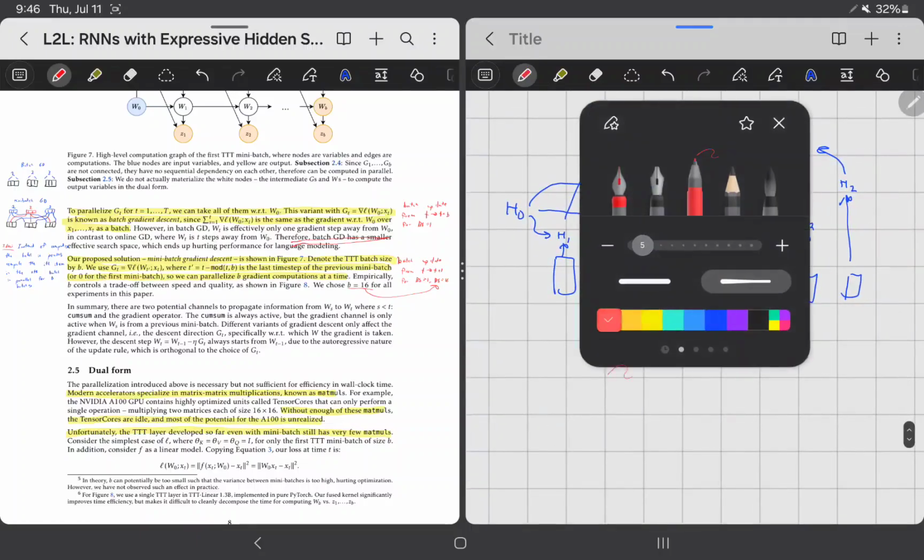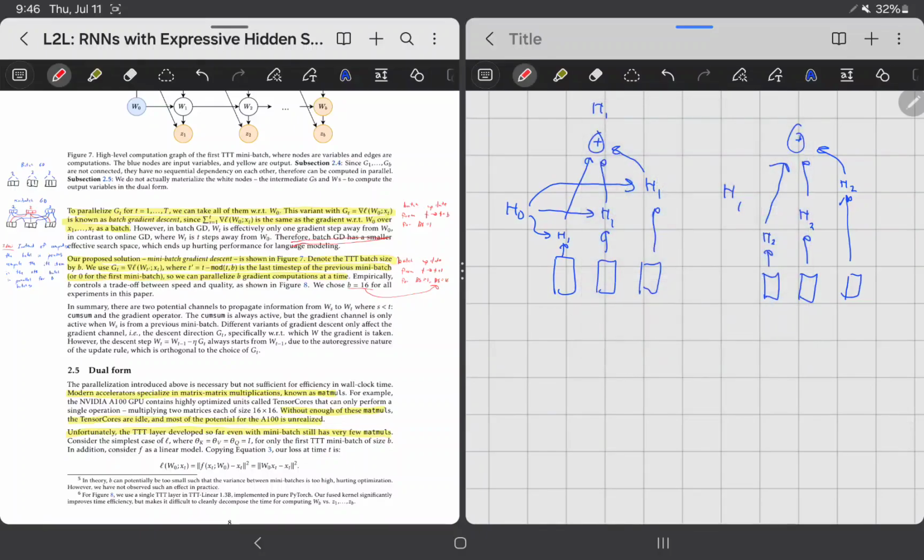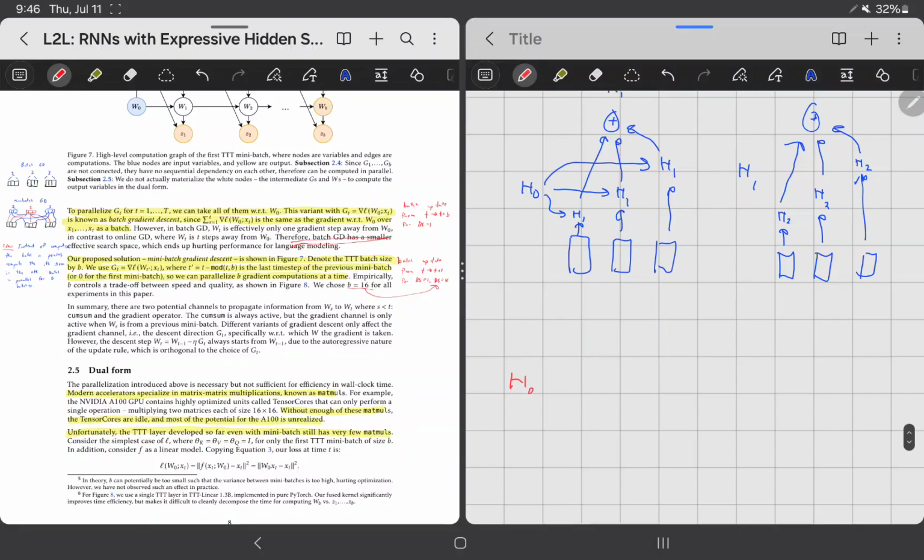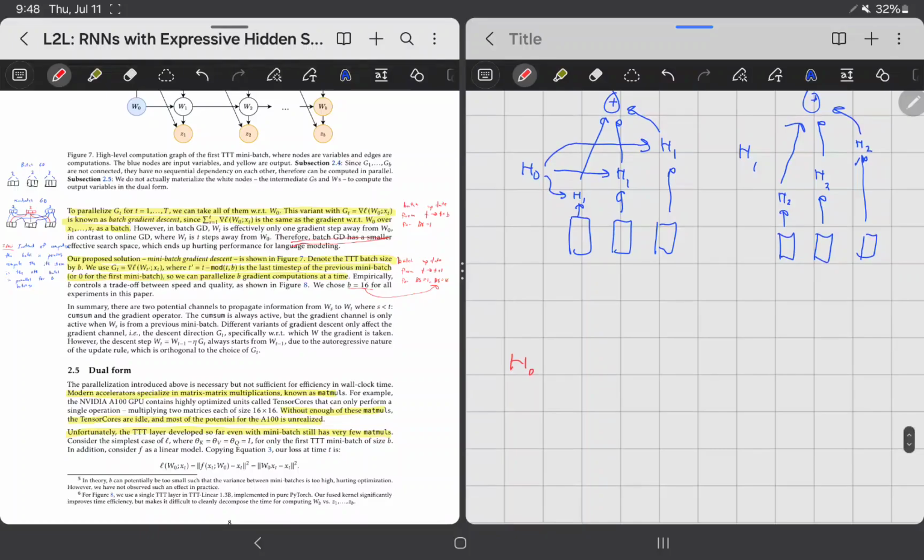So what they do is they say, well, what if instead we take H0 and we're going to use H0 to not update a sequential batch, but rather the first token in 2 or multiple batches. So let's check that out. So instead of using these 3 tokens, we're going to use this token and this token. So this will be a mini batch update, essentially. So that's what they call it.